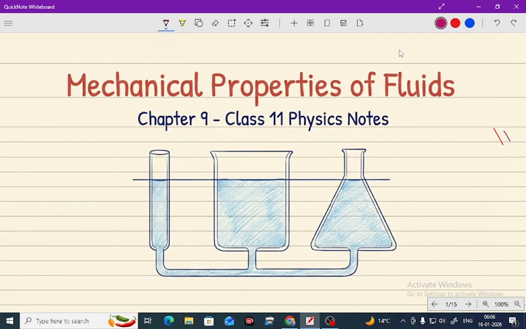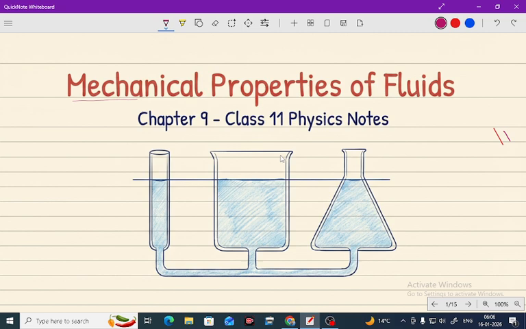Hello everyone. Today I shall discuss mechanical properties of fluids, chapter 9, class 11, physics. So today we are going to discuss mechanical properties of fluids.